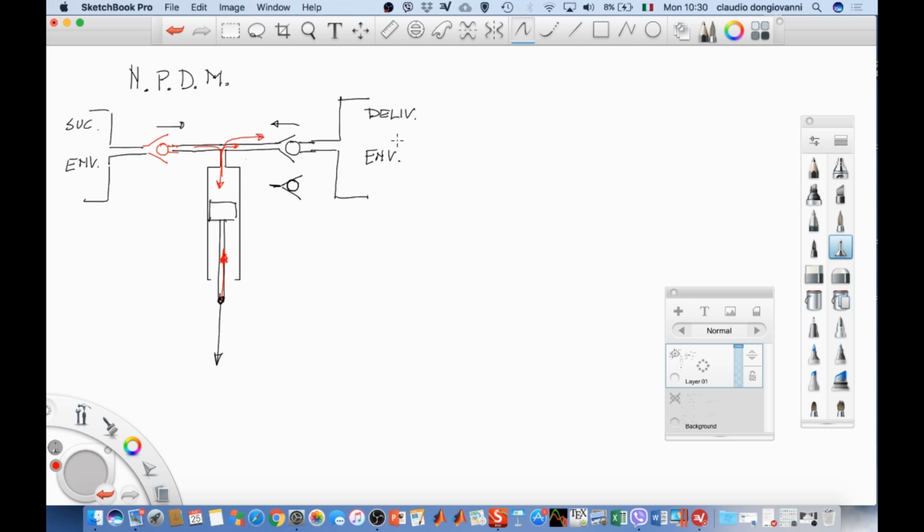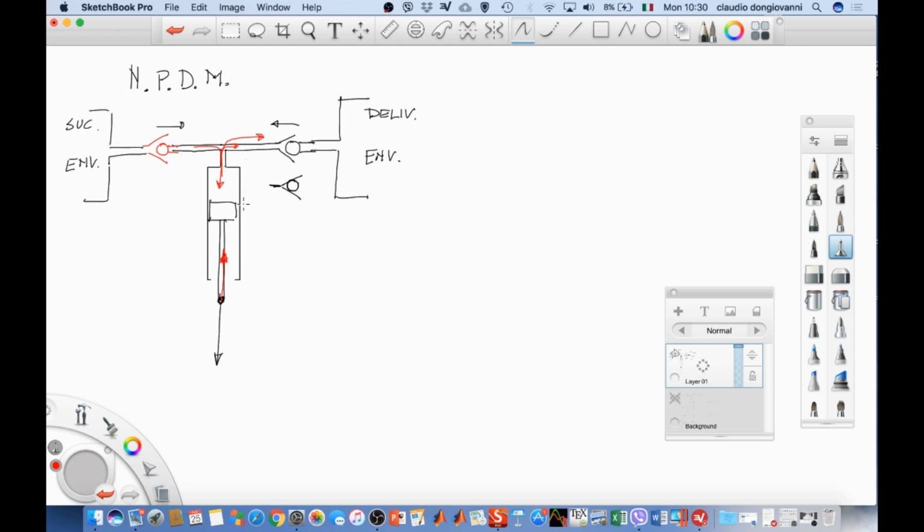So with very simple things, a syringe and two valves of this type that you can buy, for example, in a shop for aquariums, these are backflow valves. They are able to give a flow direction only from left to right. You are able to realize a very simple pump.